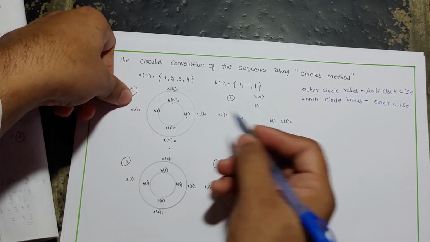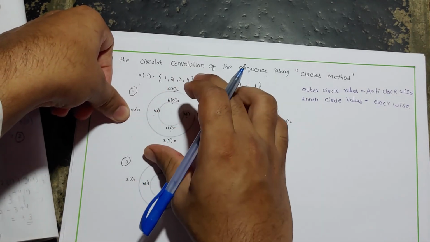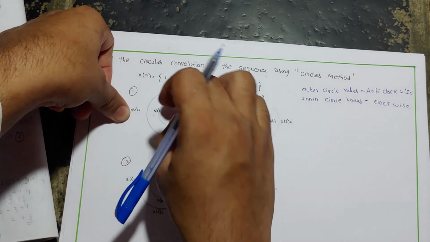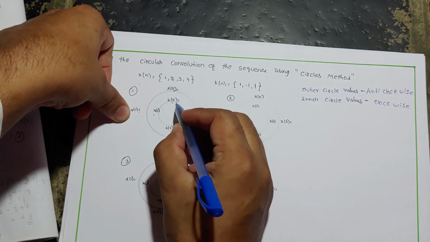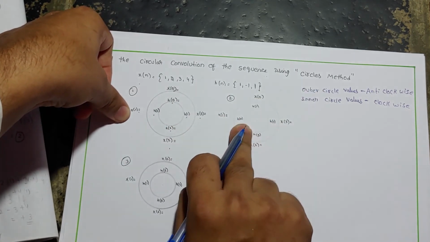And in the progression from one step to another step, the outer circle will be constant and the inner circle will change its values in the anti-clockwise direction. Here h of 0 is in the top position and the next sequence will have it in this position, h of 0.